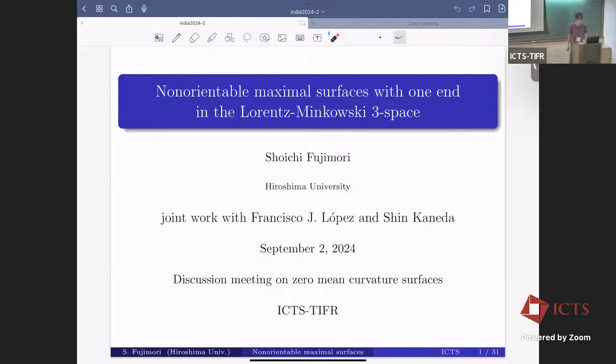Thank you very much for the introduction. Today I'm focusing on the non-orientable maximal surface.